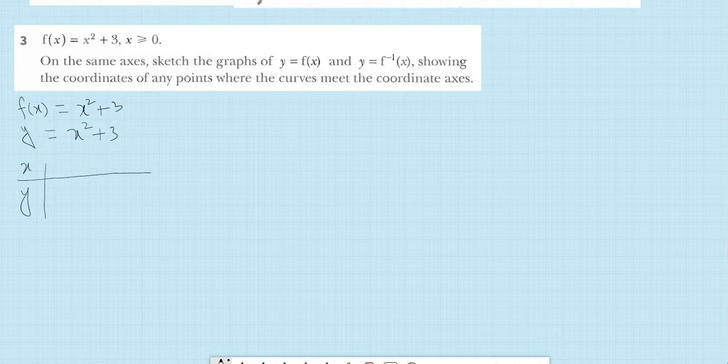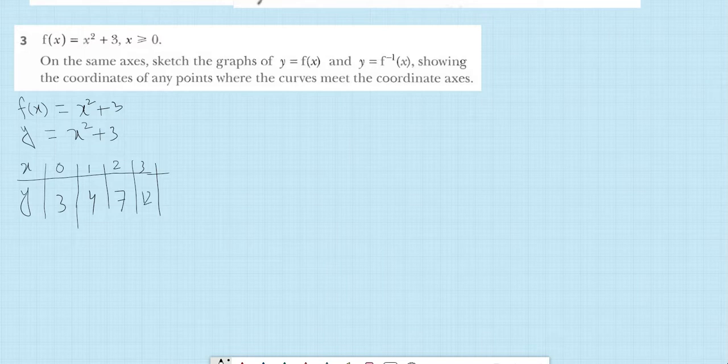You can take x is 0, x is 1. You can take any random value, okay? x is 2, x is 3, okay? Take some minus. x should be greater than or equal to 0, so we can't take minus values of x. So x is 0, put x is 0 in the function. 0 square 0 plus 3, 3. x is 1, 1 square is 1, 1 plus 3 is 4. 2 square is 4, 4 plus 3 is 7. And 3 square is 9, 9 plus 3 is 12.